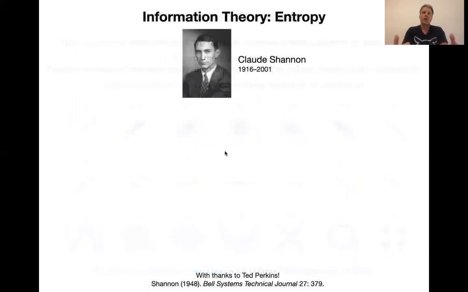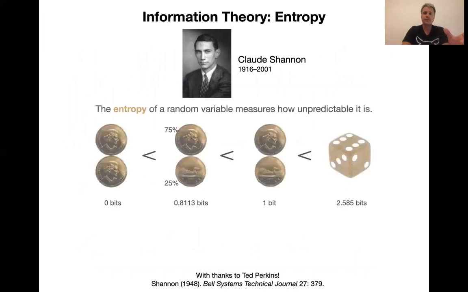And so this is how we're coming back to this idea. What is information actually? It has something to do with the entropy of the system. The entropy of a random variable measures how unpredictable it is, right?